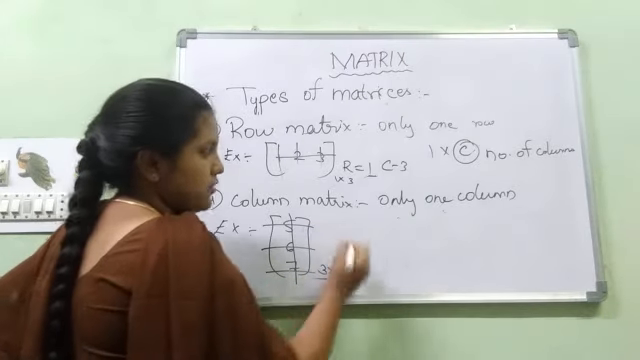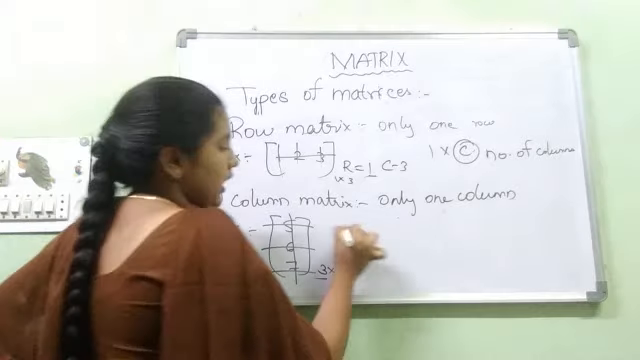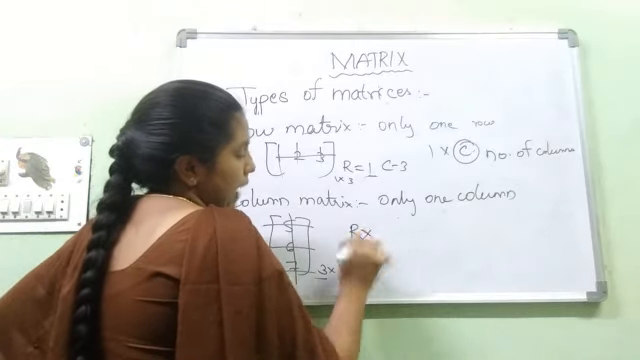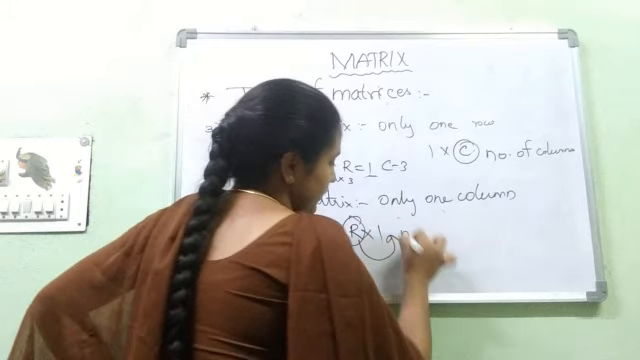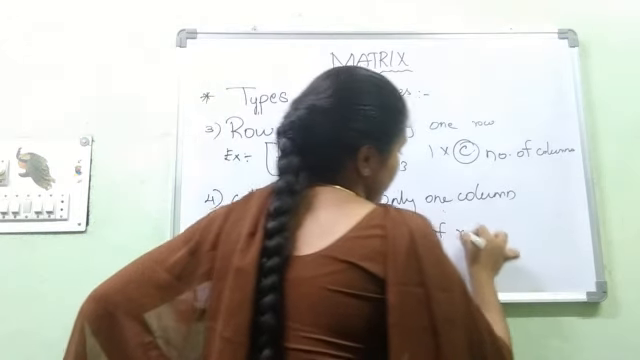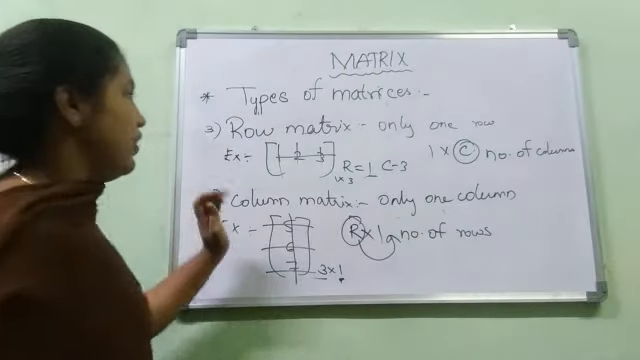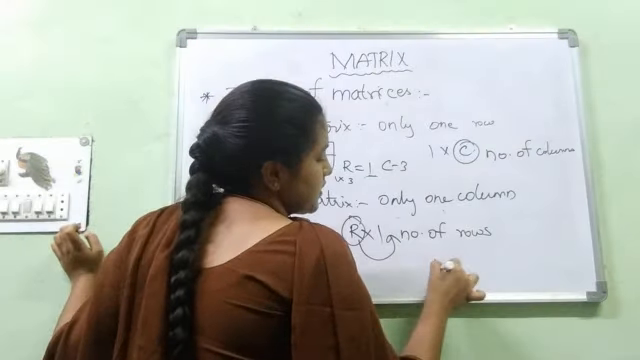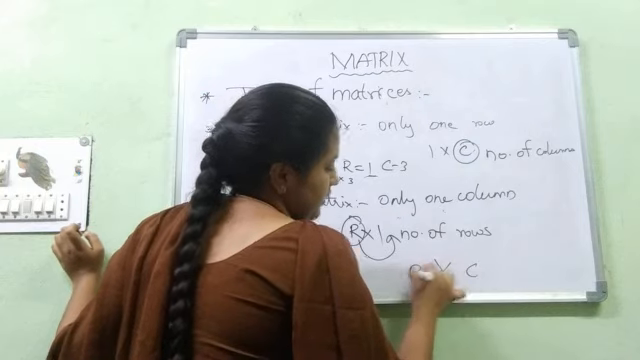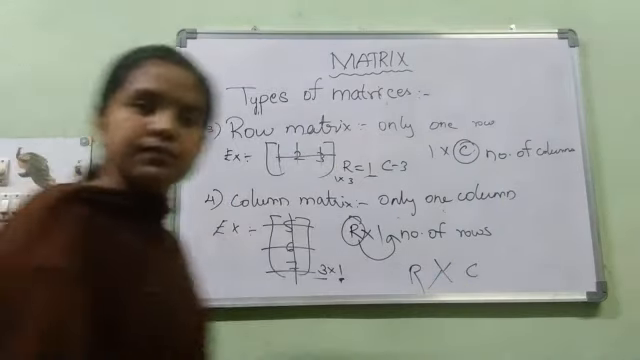So by this we can say the order of the column matrix is R into 1, where R is number of rows. Okay, number of rows. By this we can say that row matrix is opposite to column matrix. Okay, so note down it.